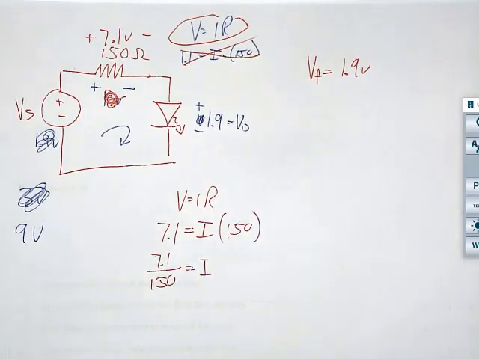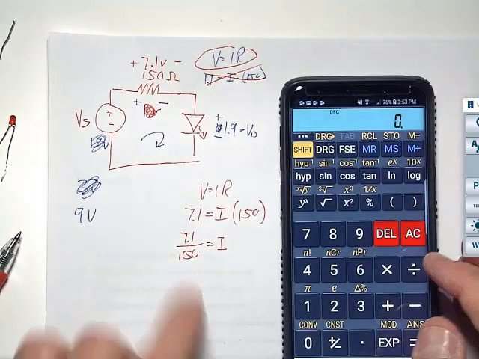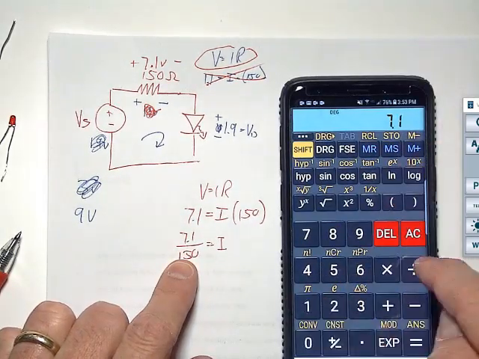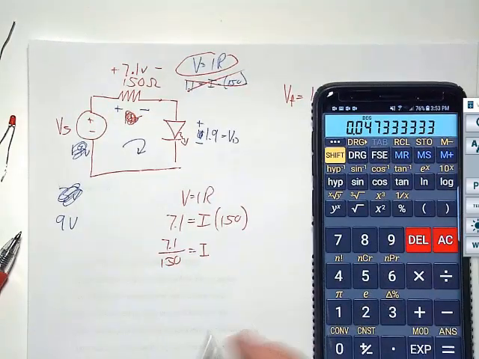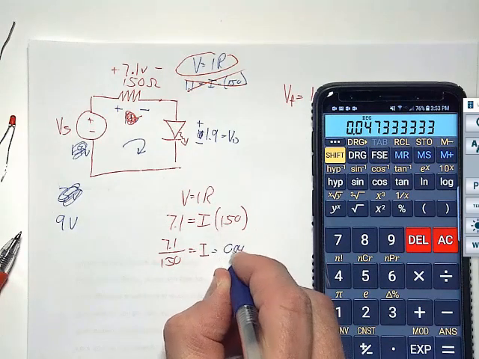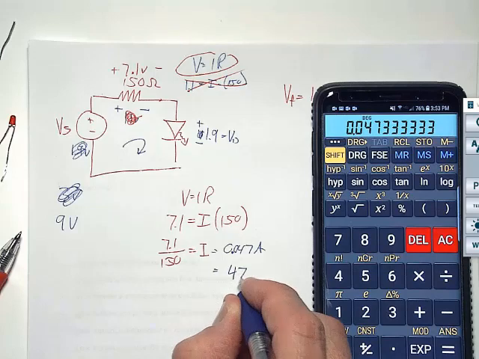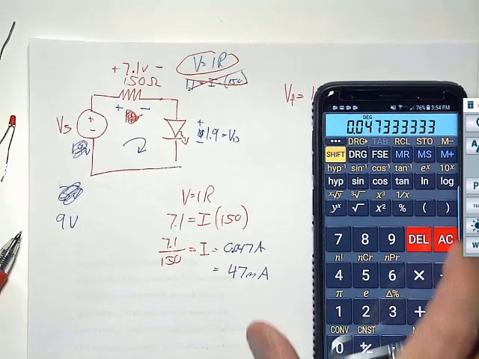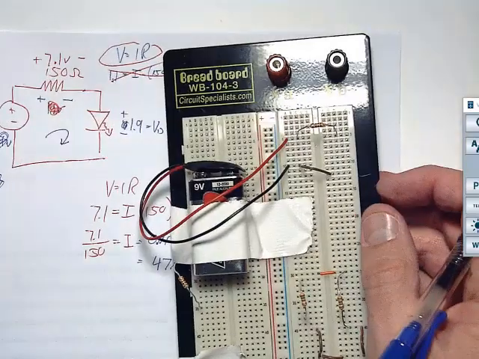I go to my little buddy and I say, all right, what do you got for me? Fire up my calculator, and I say 7.1 divided by 150, it's 47 milliamps, okay? So this is equal to 0.047 amps. We don't talk like that. We say 47 milliamps, okay? All righty. Now, let's see if we can replicate that.